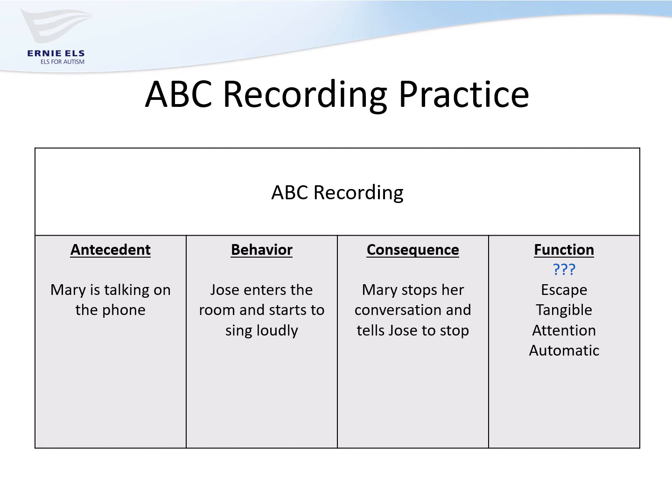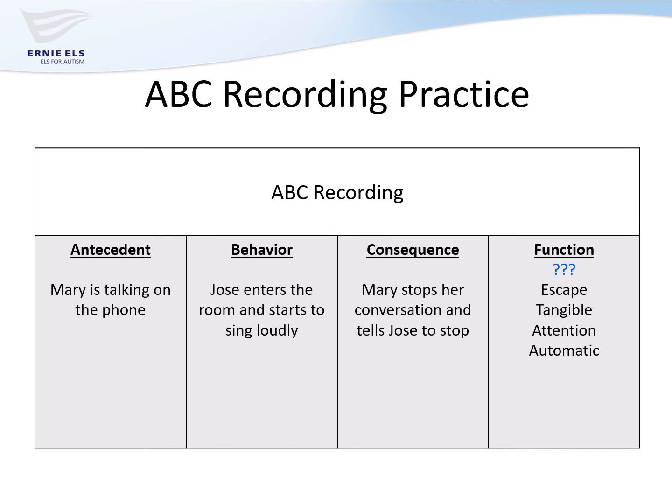In our first example, Mary is talking on the phone. This is the antecedent. While Mary is talking on the phone, Jose enters the room and starts to sing loudly. This is the target behavior. When Jose begins to sing, Mary stops her conversation and tells Jose to stop. This is what happens immediately following the behavior, or the consequence.